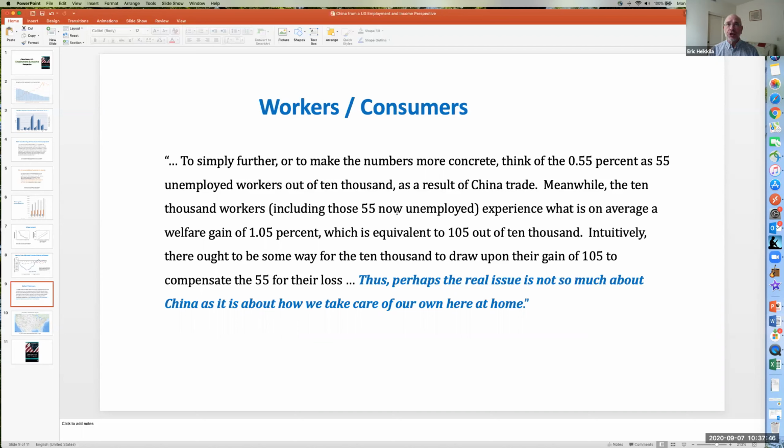So a key question is, intuitively, one would think, isn't there some way that we could use this gain of 105 to somehow compensate for that loss of 55 and still have everyone come out ahead? A Pareto improvement, as it's called. So this helps to reframe the question. Perhaps the issue is not so much about China, but how it is that here at home, we take care of our own.